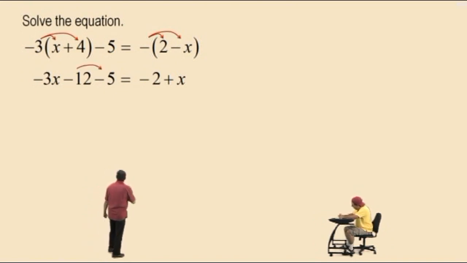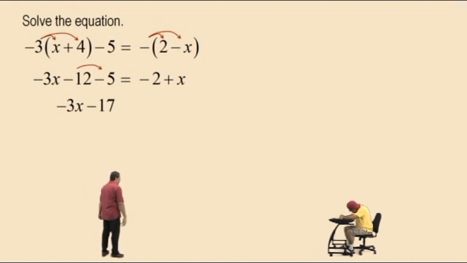Negative 12 and negative 5. That's right, a negative 12 and a negative 5. So we'll add negative 12 plus a negative 5, right? But first, let's bring down our negative 3x. Charlie, what's negative 12 plus a negative 5? Negative 17. That's right. Bring down your work on the right-hand side.